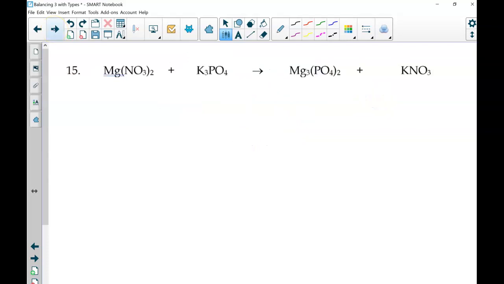Okay, let's continue one more example. Let's look at this example 15. So flip to 15. We're going to split this. We're going to split this one. We're going to split this one. And we're going to split this one. Remember, generally speaking, we split it right after the first element. So we're going to go NO3 here and PO4 here because they're my 2 polys. I have both of them on the same side. So I can use that as a group, Mg and then K.